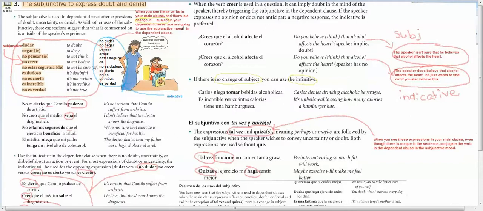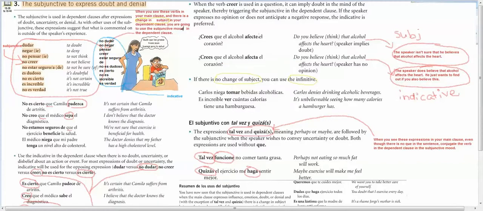When the verb creer is used in a question, it can imply doubt in the mind of the speaker, thereby triggering the subjunctive in the dependent clause. But if the speaker expresses no opinion or does not anticipate a negative response, the indicative is preferred. So, for example, we have crees que el alcohol afecte el corazón? O crees que el alcohol afecta el corazón?